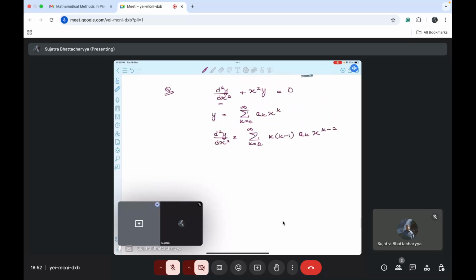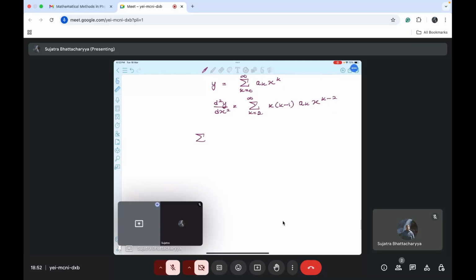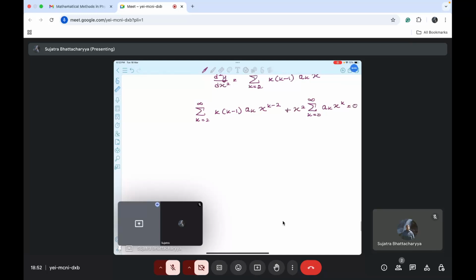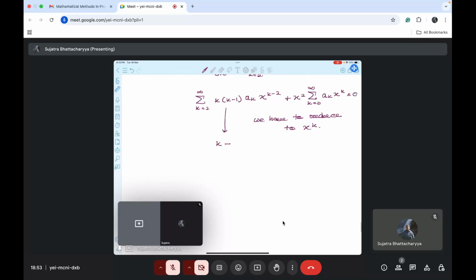Right? Directly we are jumping to the second order derivative. Fine. Once we have this, put it in the ordinary equation. So what will we get? Summation k is equal to 2 to infinity, k minus 1, k, ak x to the power k minus 2. What about this? Some x square summation k is equal to 0 to infinity, ak x to the power k, which is equal to 0. Fine. So now what we can do is that we have to reduce to x to the power k. So in this case, the first term k can be rewritten as k plus 2. But in this term, because this 2 will be multiplied with this, so k can tend to k minus 2.